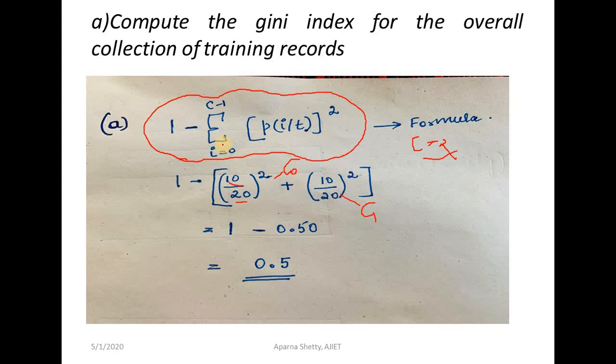So the Gini index is 1 minus this sum, which comes to 0.5. So 1 minus 0.5 is 0.5. This value 0.5 is the overall Gini index for all the training records. That was the first question: compute the Gini index for the overall collection of training records.